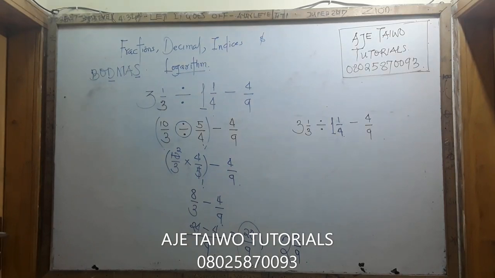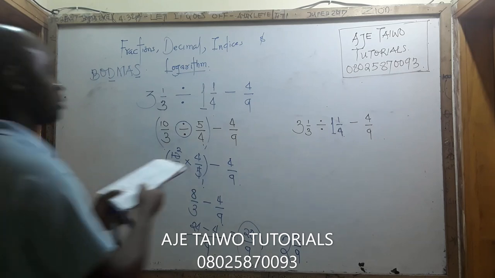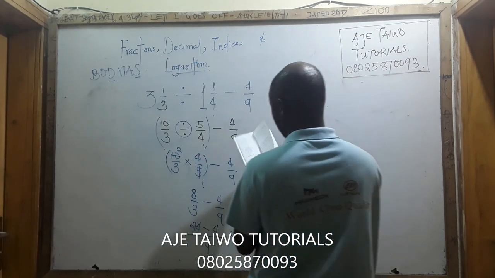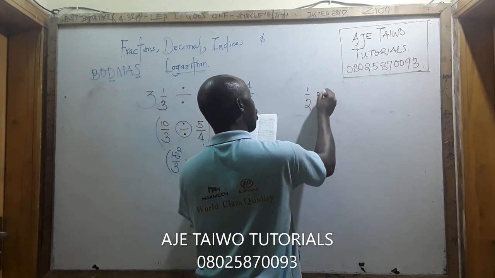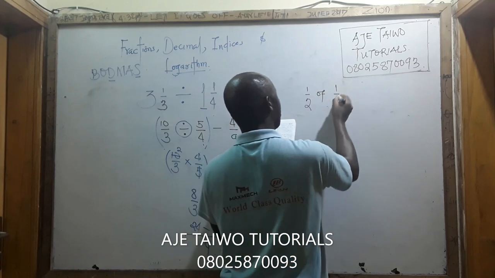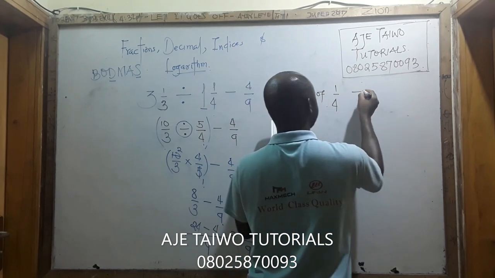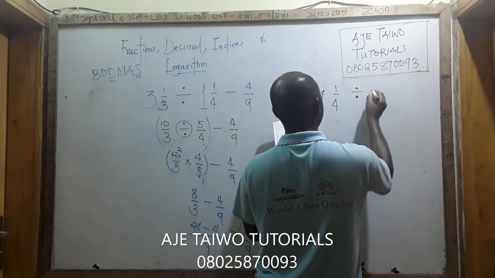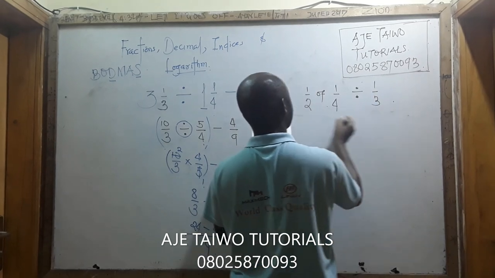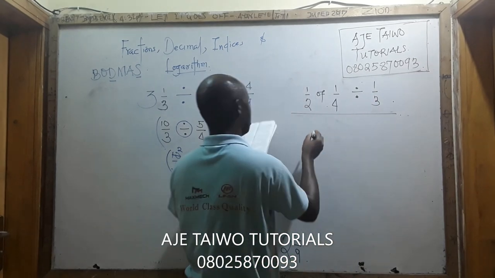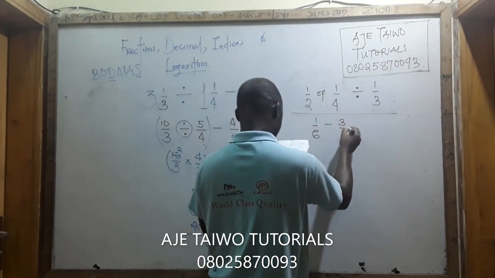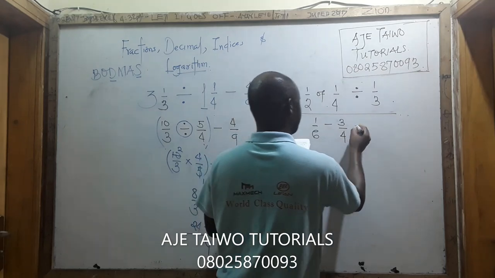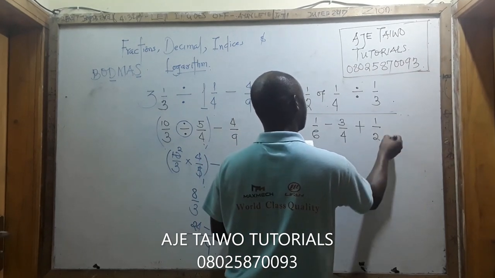Number 2 question, please write. Number 2: 1 over 2 of 1 over 4 divided by 1 over 3, all over 1 over 6 minus 3 over 4 plus 1 over 2.